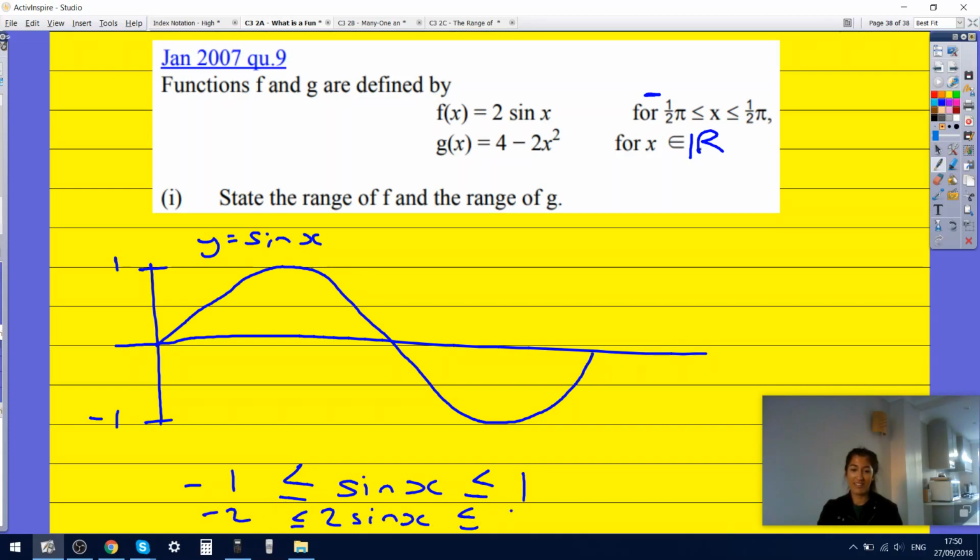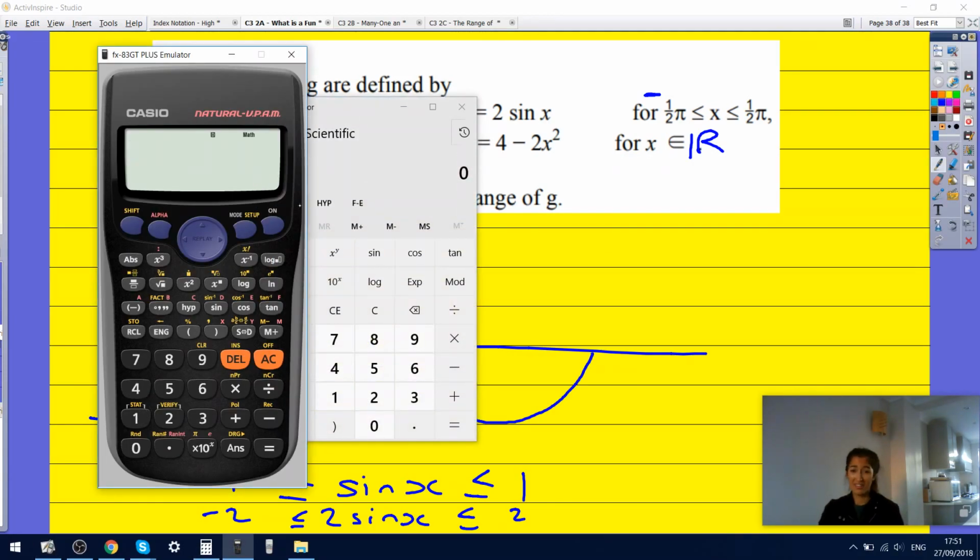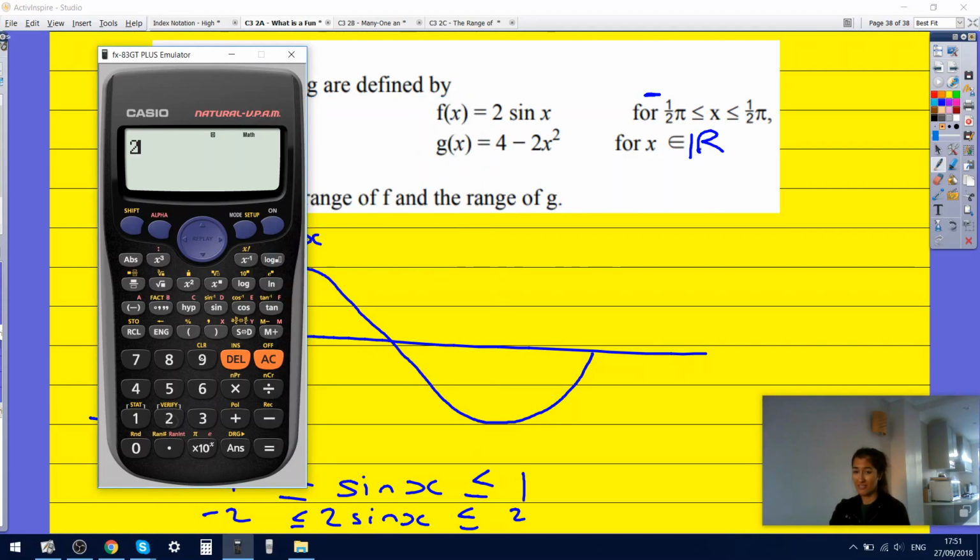So there's other stuff we didn't take into account, which is it's between this and this. When x is a half pi, what do you get for 2 sine x? 2 sine half pi. Oh, cool. I'll have to switch into radians. Oh, we're learning that now. Shift mode radian. What'd you get? Oh no, yeah, I've changed ranges.